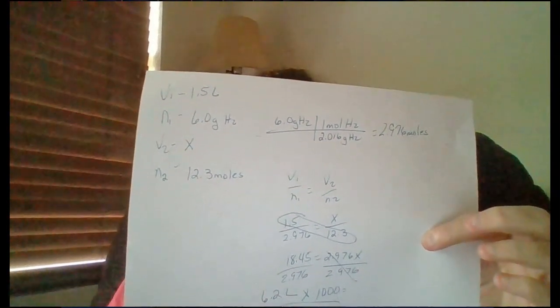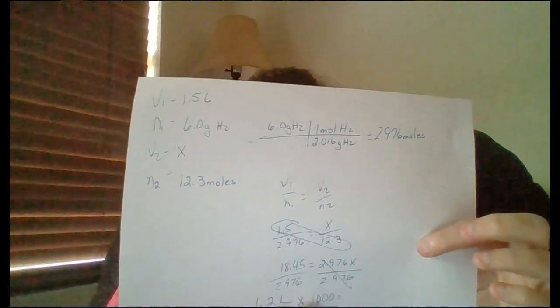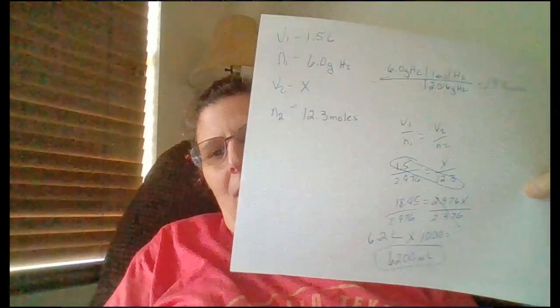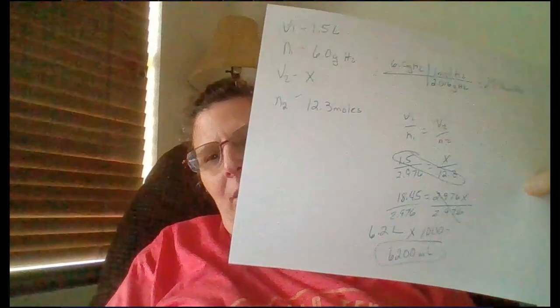Well, I can't have liters because my question asked for milliliters, so I multiplied times 1,000 because 1,000 milliliters equals 1 liter, and I got 6,200 milliliters.